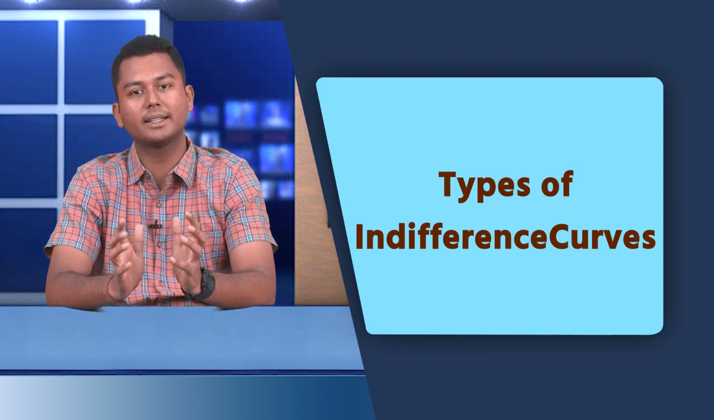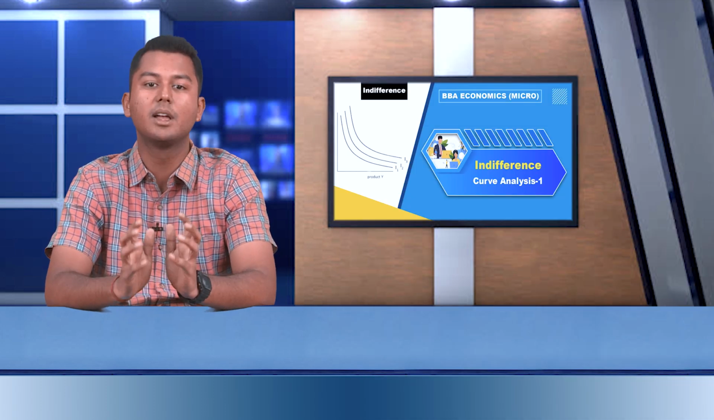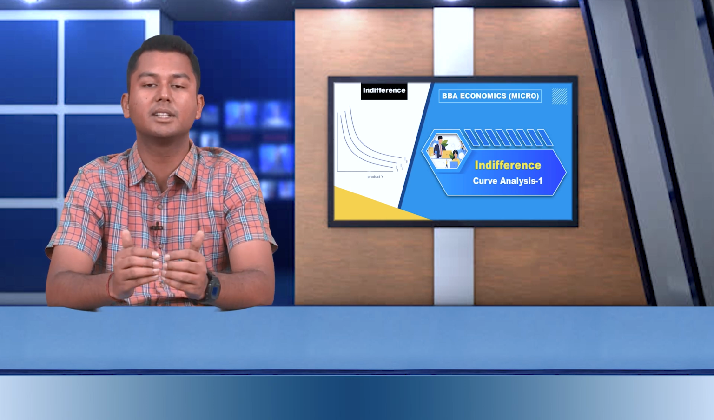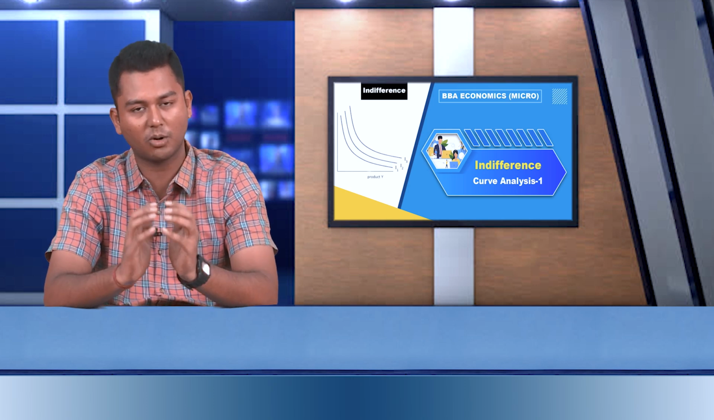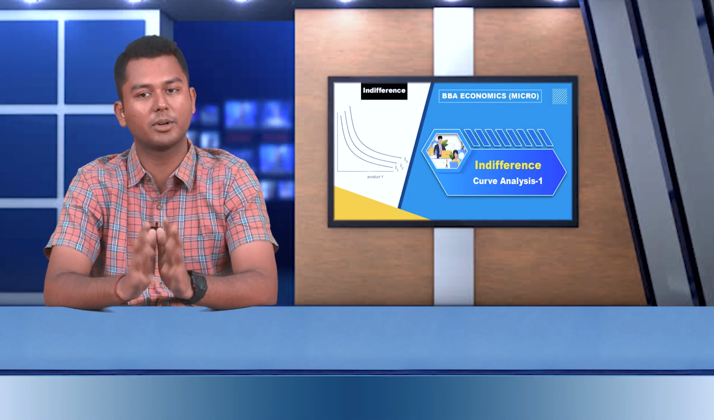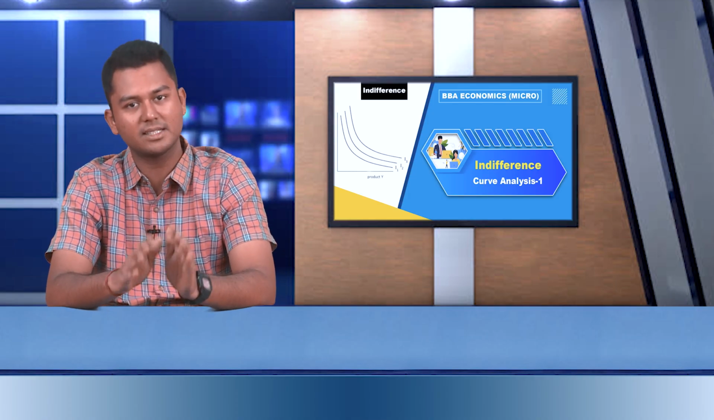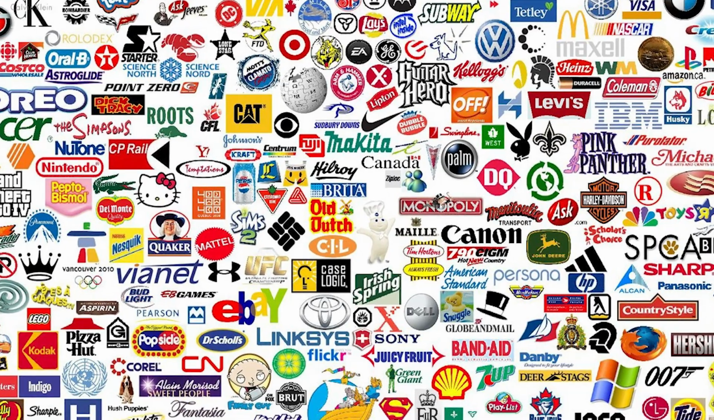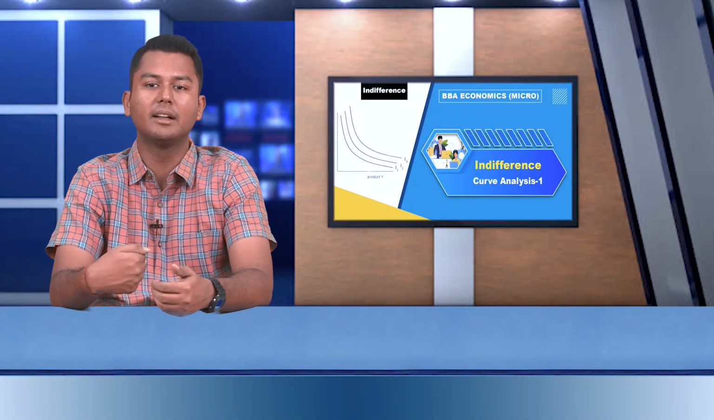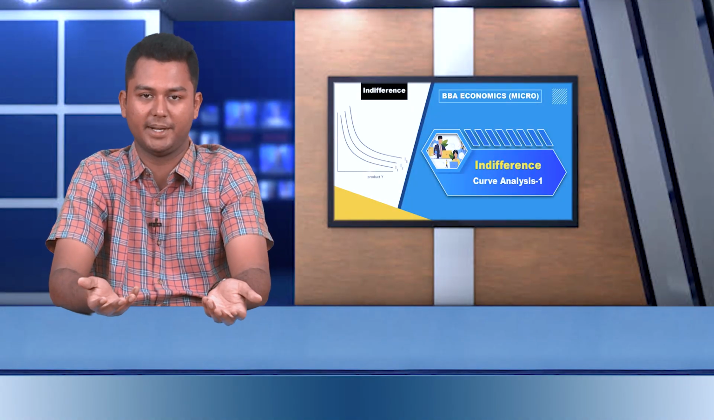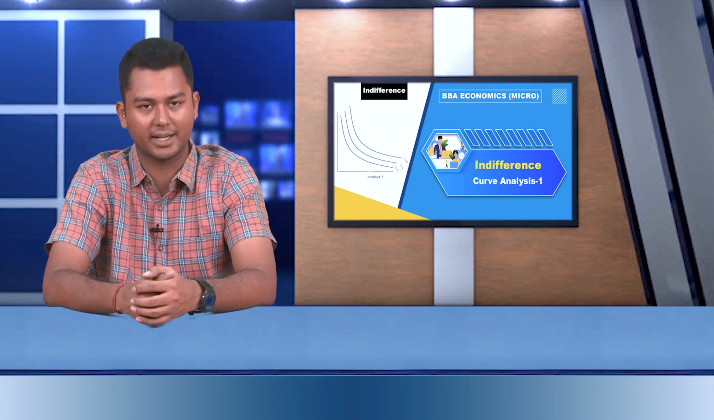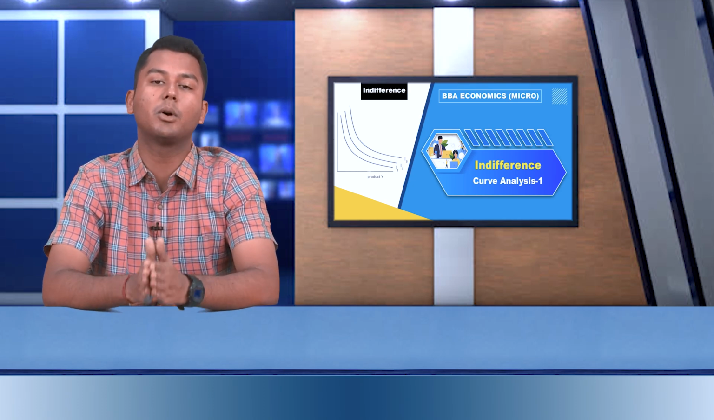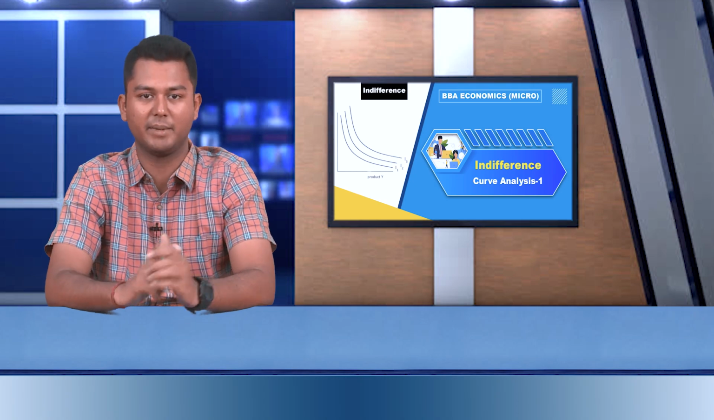Now let us quickly look at the different types of indifference curves. First, we have perfect substitutes. That is, when two goods are perfect substitutes, consumers can replace one with the other at a constant rate without affecting satisfaction. The indifference curves for perfect substitutes are generally straight lines with constant slope. For example, different brands of identical products like generic versus brand name aspirin, or different combinations of currency. Consumers care only about the total amount, not a specific mix.